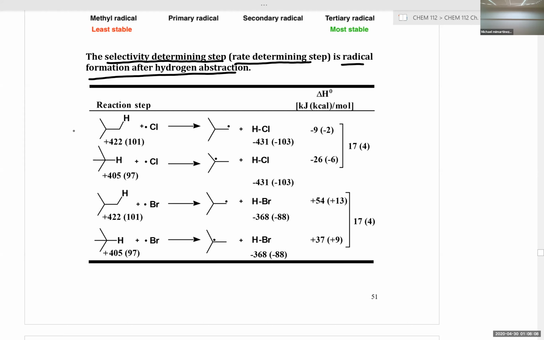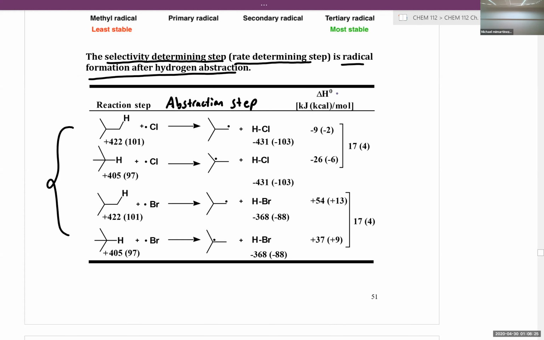Okay, so this is a data table showing the abstraction step. One thing I'd like you to note, we're gonna approximate the delta H as analogous to the delta G in this case. And I'd like you to compare for chlorination: is this chlorination abstraction step exergonic or endergonic? Is it releasing energy or absorbing energy? It's exergonic. Okay.